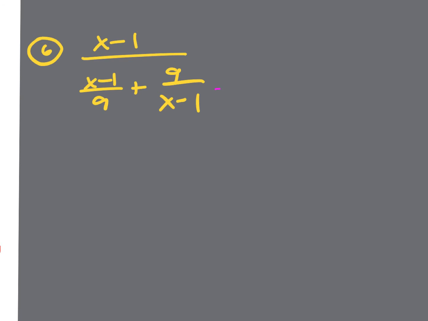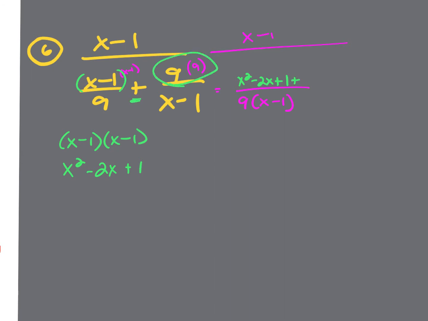So this is going to give me a denominator of 9 times x minus 1. The first fraction needs the x minus 1, and the second fraction needs the 9. So my numerator is still x minus 1 at the top, right? But then x minus 1 times x minus 1 is x squared minus 2x plus 1. That's what you get when you FOIL that out. And then this is 9 times 9, and there is a plus between it, so it's plus 81.